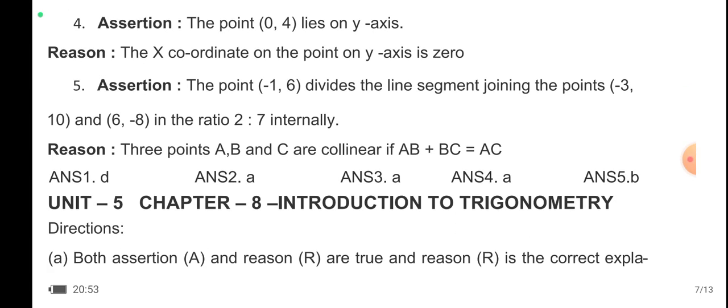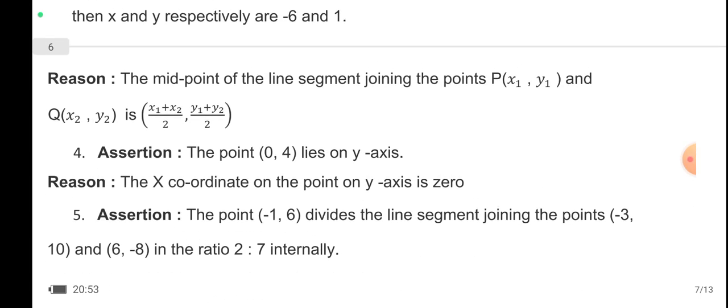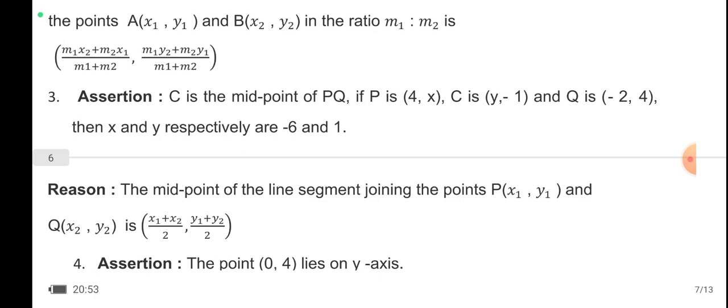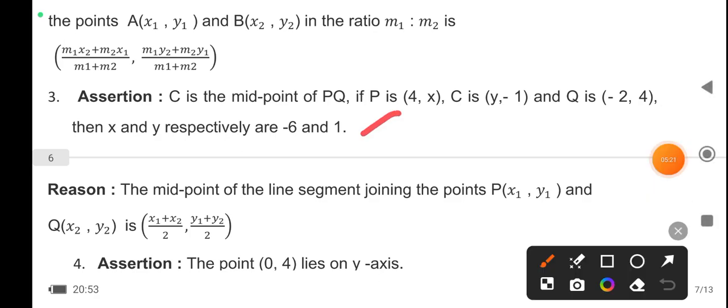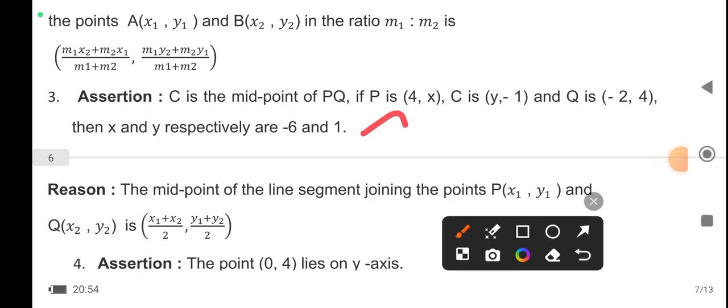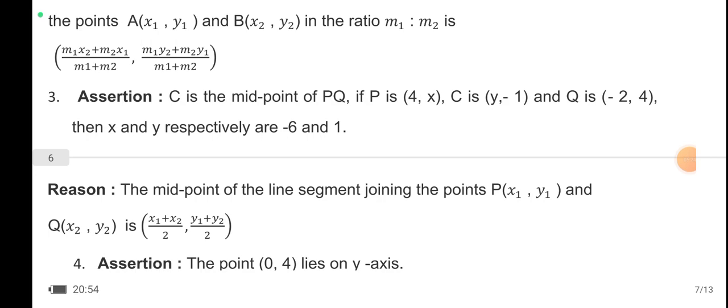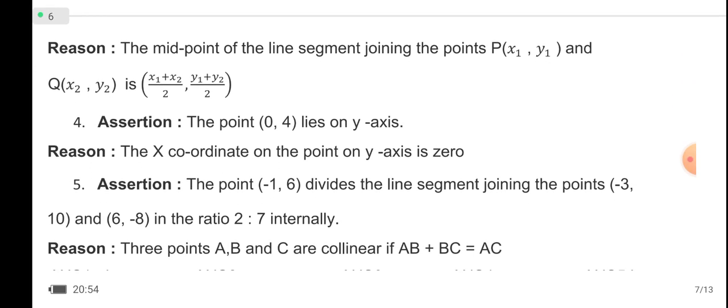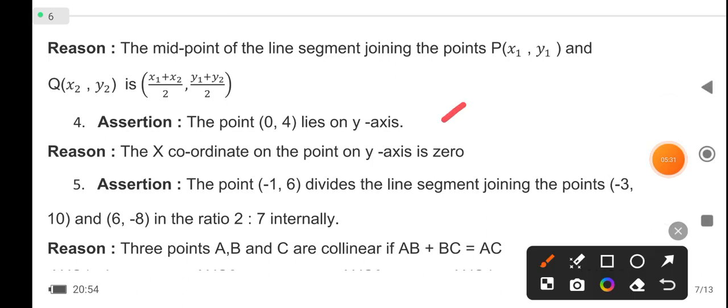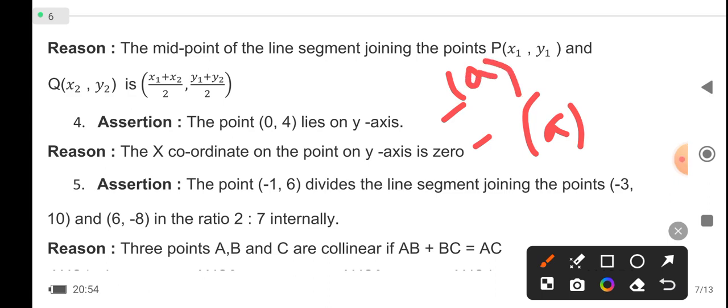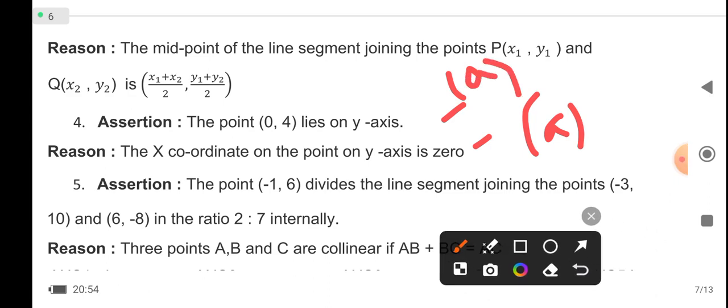Question number 3. We are also getting the answer -6 and 1 properly. Yes. Apply the midpoint formula and check it. Then question number 4. Again it is correct and the correct explanation. Option A. Question number 3 also A, 4 also A. Check. Question number 5.